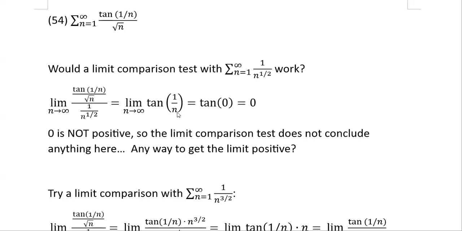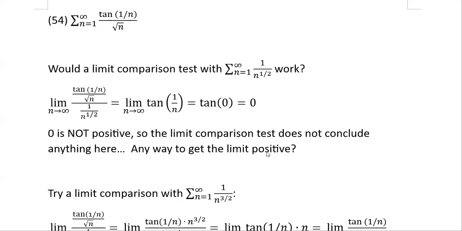So you're left with tangent of 1 over n. Now, as n goes to infinity, 1 over n goes to 0. Tangent of 0 is 0. The limit comparison test, what did I just say? The limit comparison test here is powerless, because it only works if this result is finite and positive. 0 is not positive. That's the problem here. So this particular series that we picked to compare with is not useful. Is there any way to get this positive?